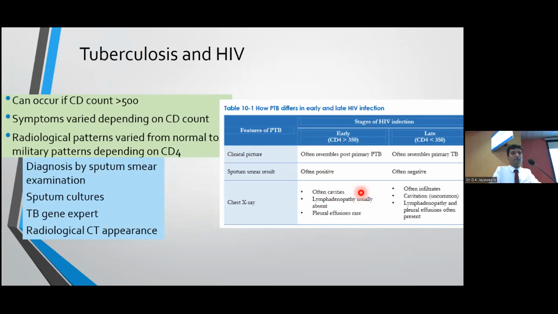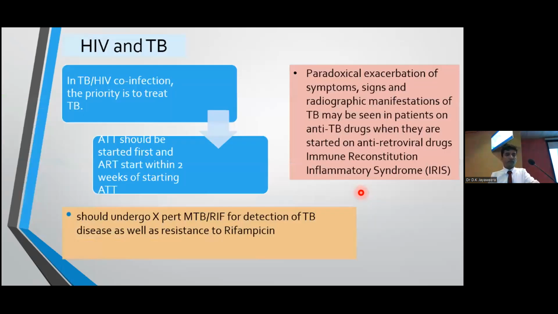But the important thing is the clinical presentation usually depends on whether it is early disease, early retroviral disease, or late disease. If the CD4 count is normal, that means more than 350, they usually present with open cavitated lung lesions. But when there is late disease, they will present with a pulmonary infiltrate. So then often the sputum smears also become negative in this kind of patient.